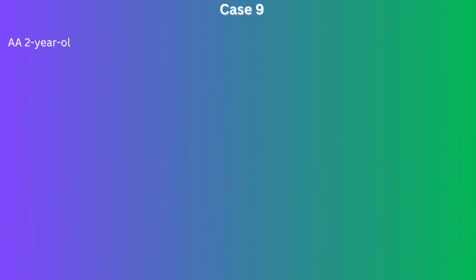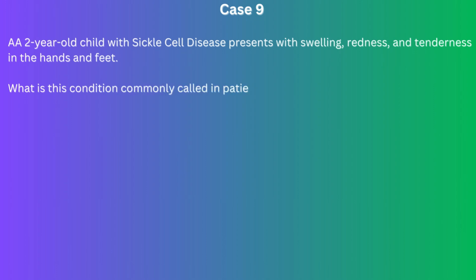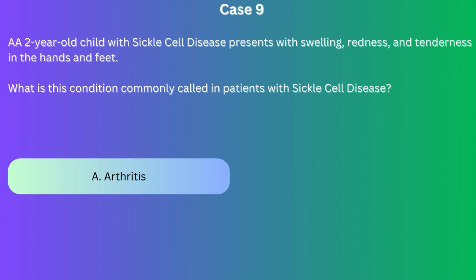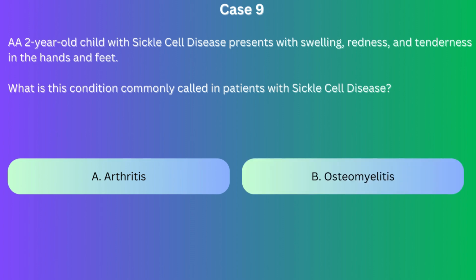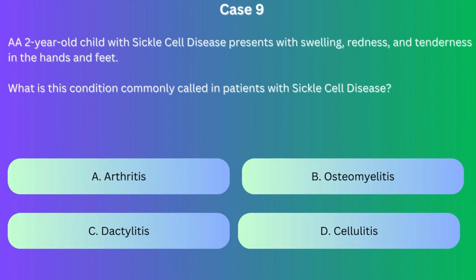Case number 9. A 2-year-old child with sickle cell disease presents with swelling, redness, and tenderness in the hands and feet. What is this condition commonly called in patients with sickle cell disease? A. Arthritis. B. Osteomyelitis. C. Dactylitis. D. Cellulitis. Correct answer C.